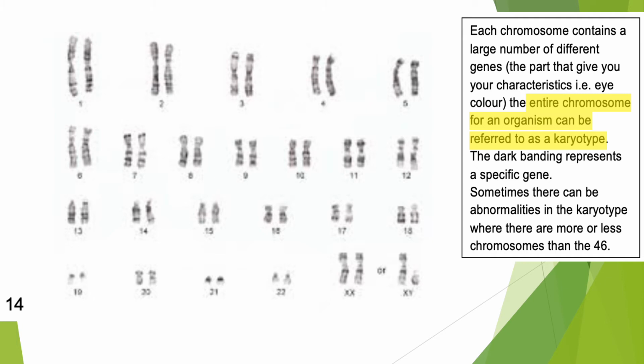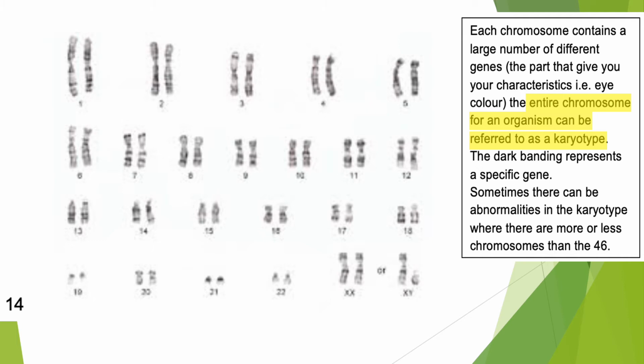So if I read out the sentence, it says, each chromosome contains a large number of different genes, the parts that give you your characteristics such as eye color. The entire set of chromosomes for an organism can be referred to as a karyotype. So if I were to ask you the question, what is the karyotype of a human being? Then you would show me a picture of this. All right? And this is basically what we call the entire set of chromosomes, right?